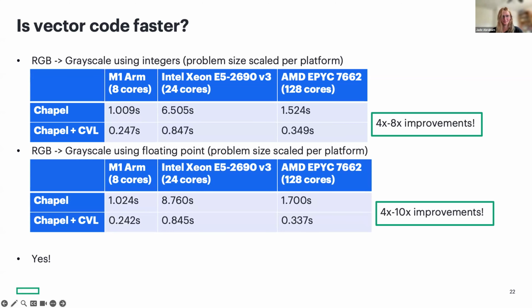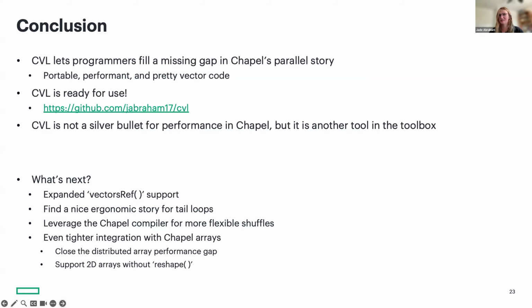So in conclusion, CVL lets programmers fill a missing gap in Chapel's parallel story. It lets you write explicit, portable, and performant vector code. And I think it's pretty and easy to read. And it's totally ready to use. It's up on GitHub. I have it fully tested across a whole bunch of configurations.